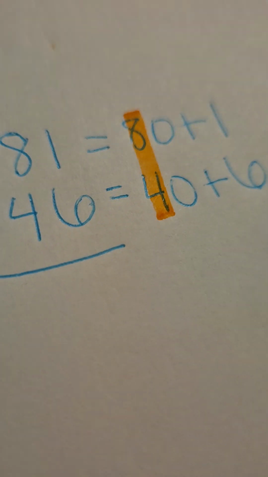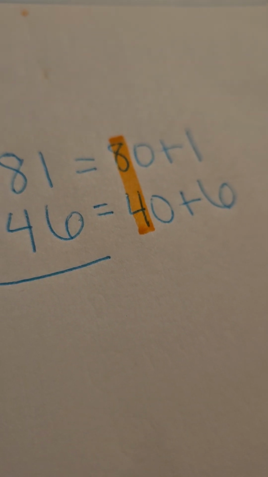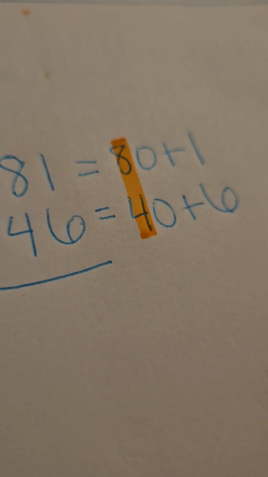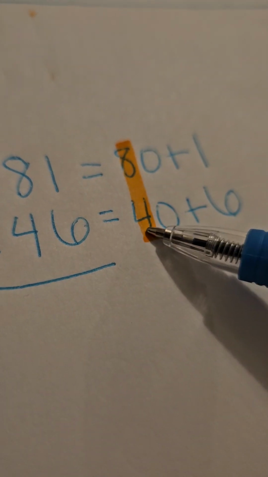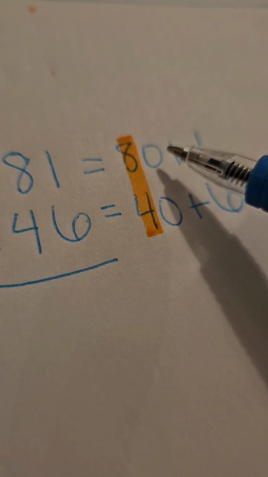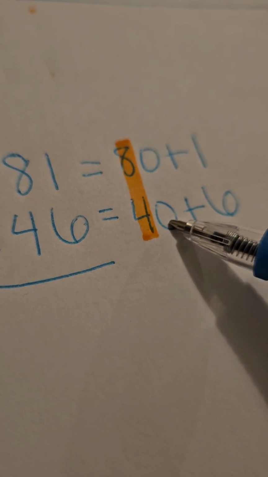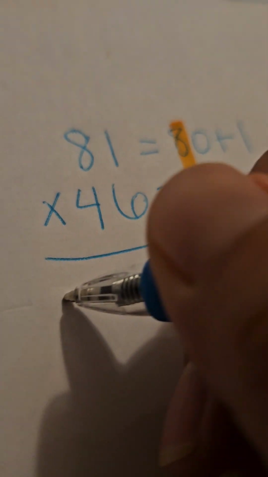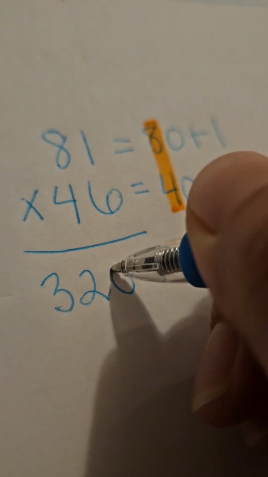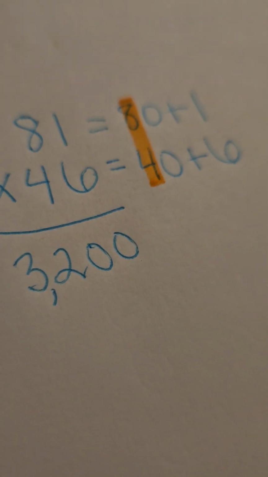So the first one I'm going to multiply is 80 times 40. Okay, so I'm going to multiply my basic math fact. So 8 times 4, that I know gives me 32. But then my partial product is going to have two zeros because the numbers I'm multiplying have two zeros. So 32 and then my two zeros. So it's going to give me 3,200. And I'm going to keep doing that.